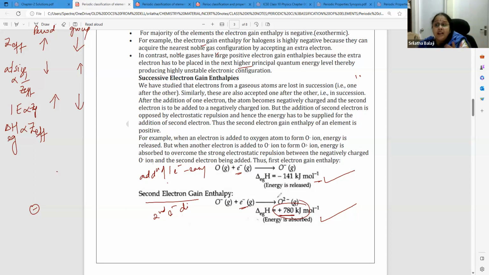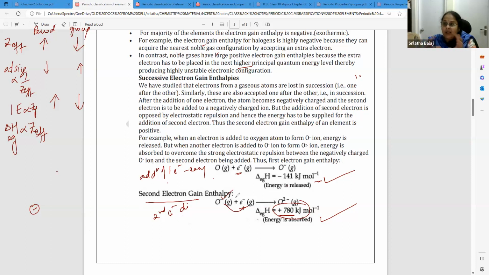So when it comes to successive ionization, successive electron gain enthalpies, here the value will become lesser. Why? Observe this carefully. In the first case, the electron is added to the atom. Now, what is happening when it's added to the atom? It is forming O negative. In the second case, what is happening? Already, isn't it, there is a negative charge on oxygen? O minus. So this electron and this negative charge, they too repel. So addition becomes difficult there. Are you getting it? Is it clear?